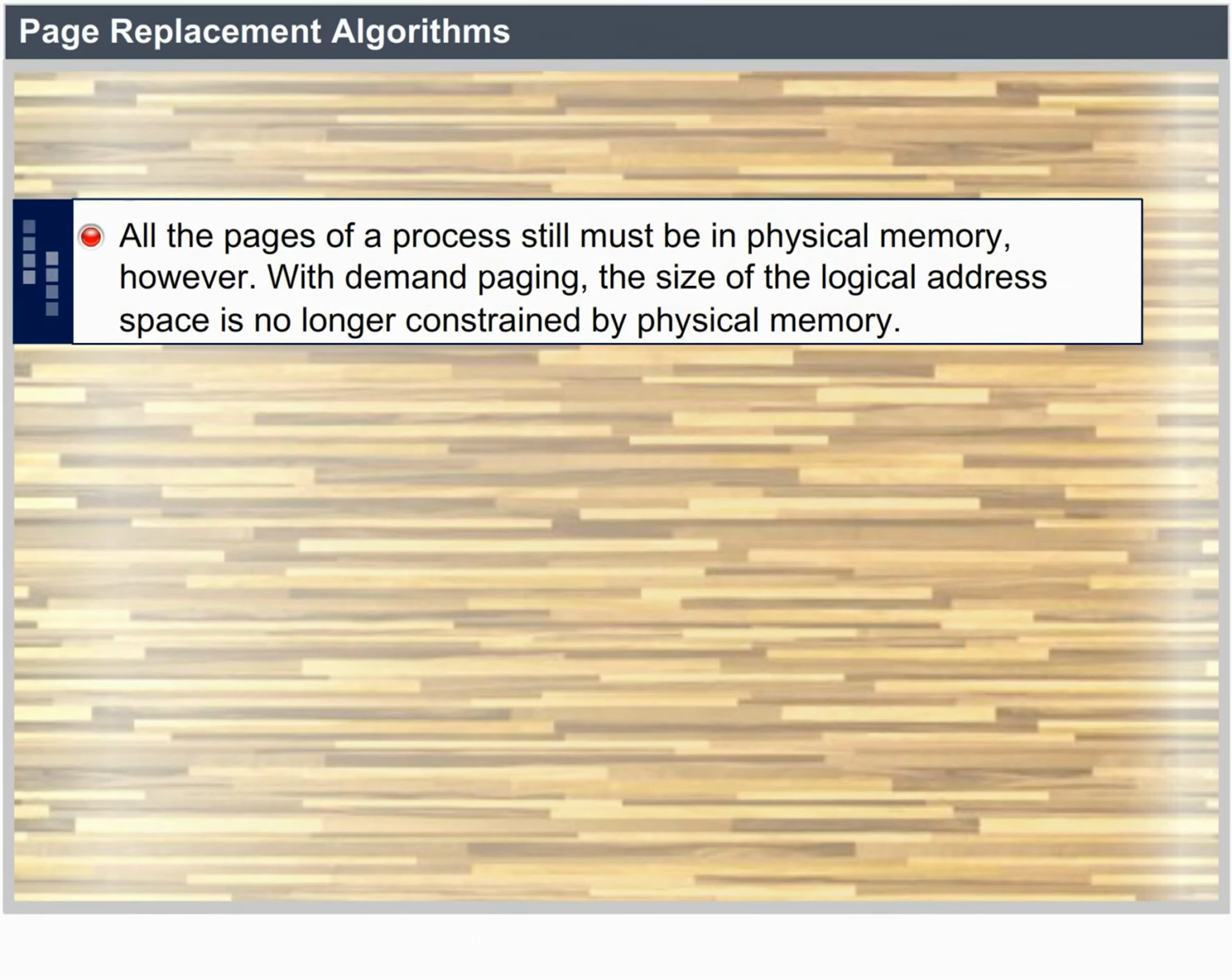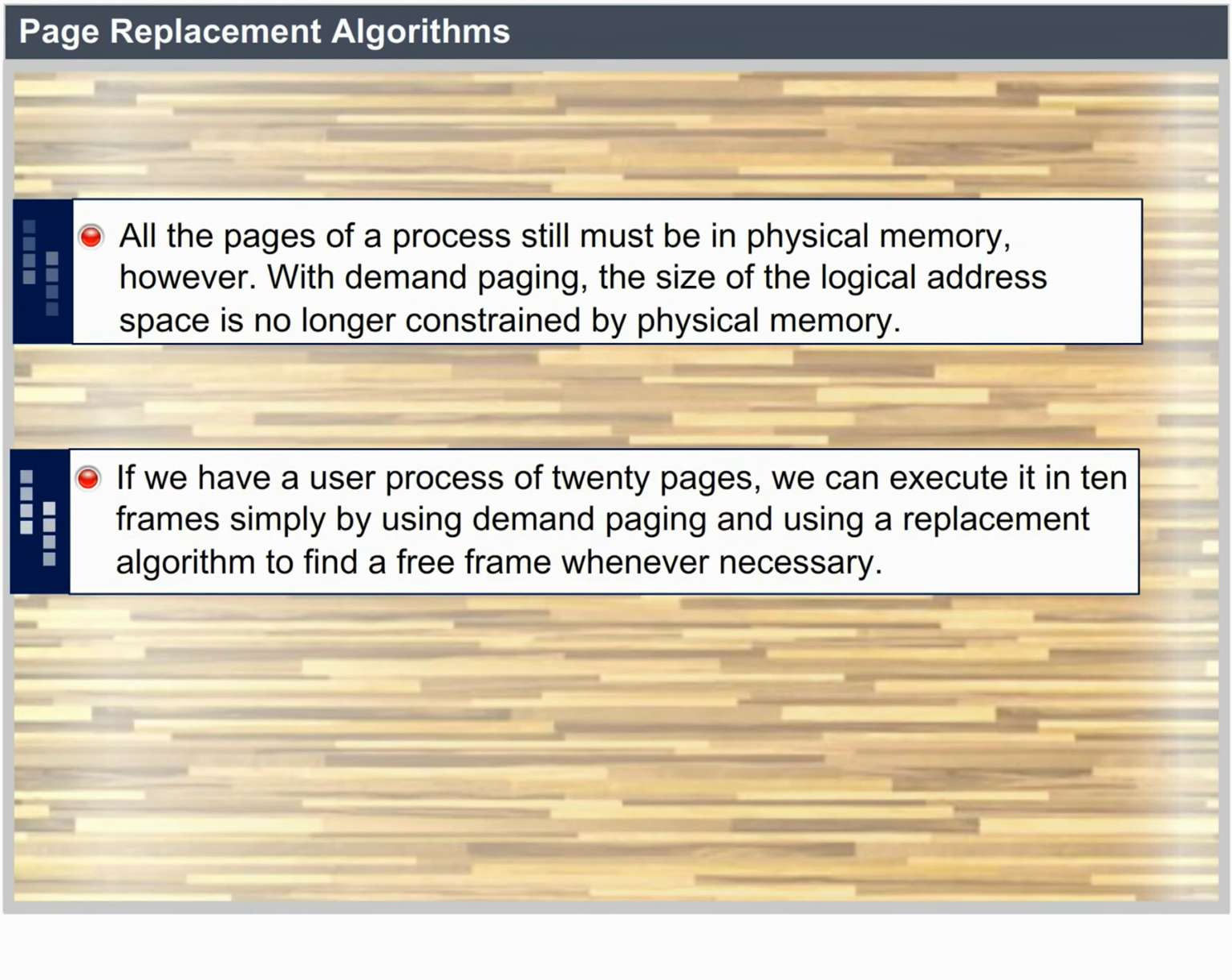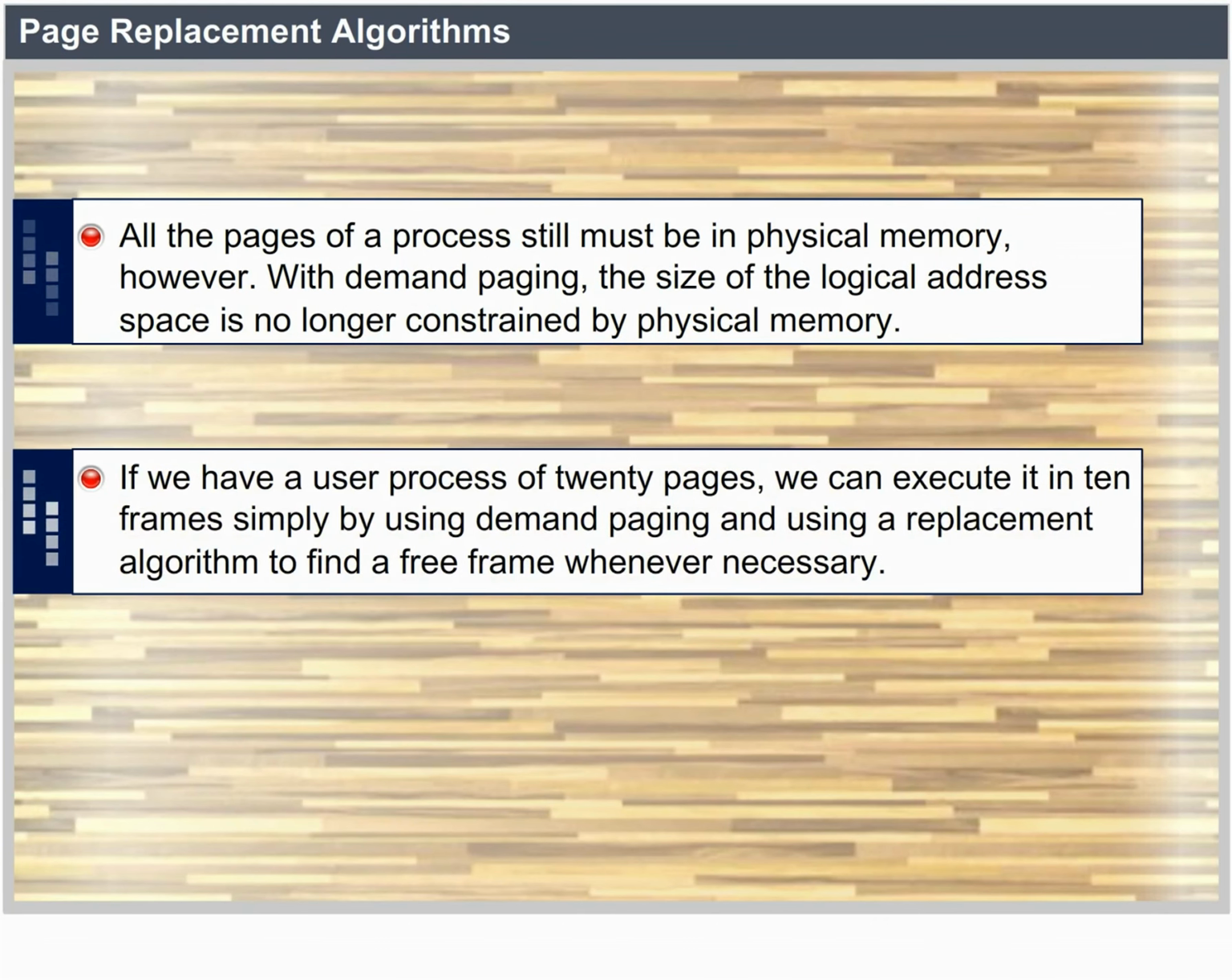All the pages of a process still must be in physical memory, however. With demand paging, the size of the logical address space is no longer constrained by physical memory. If we have a user process of 20 pages, we can execute it in 10 frames simply by using demand paging and using a replacement algorithm to find a free frame whenever necessary.